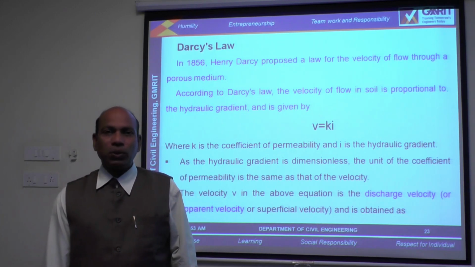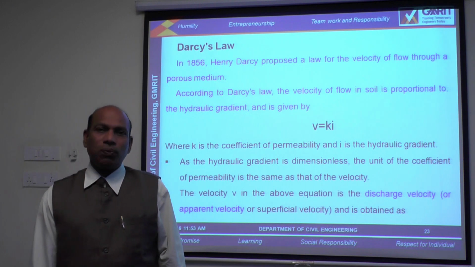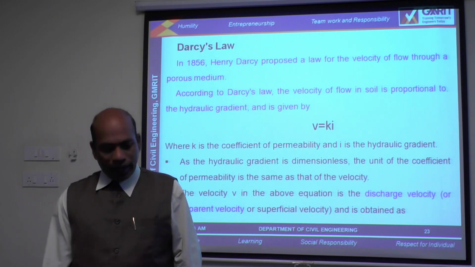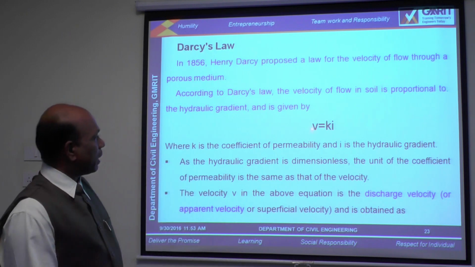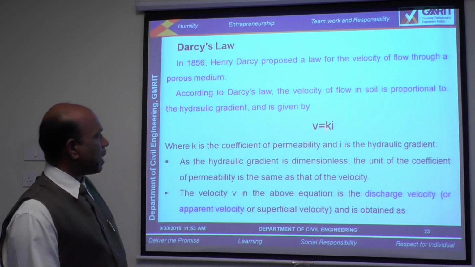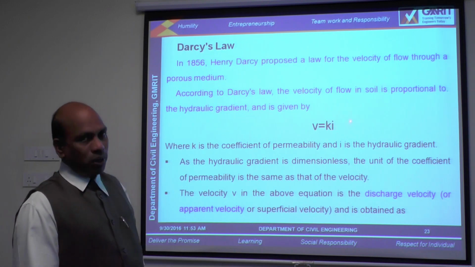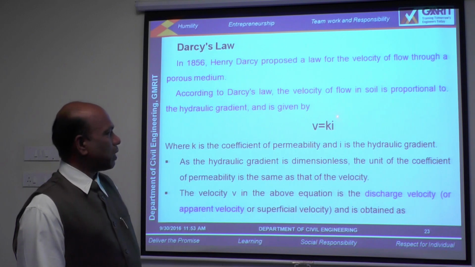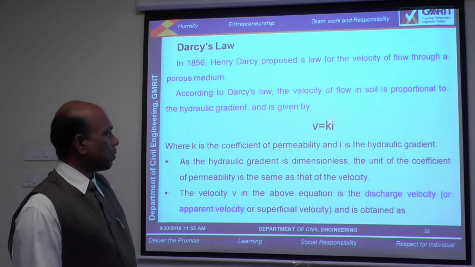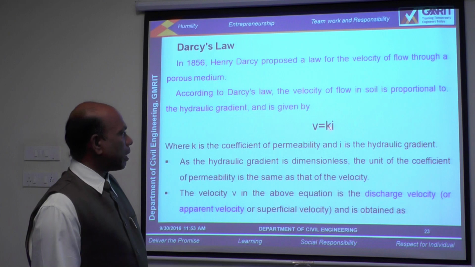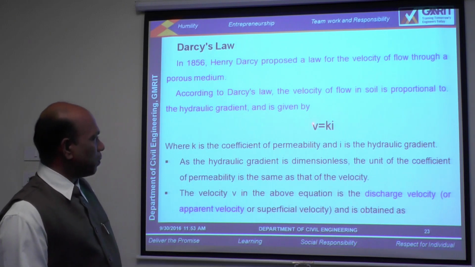Darcy's law, 1856. Darcy gave one law for the velocity of flow through a porous medium. According to Darcy, the velocity of flow through the soil is proportional to the hydraulic gradient. Here V is equal to K into I, where K is the coefficient of permeability and I is the hydraulic gradient. Hydraulic gradient is the head loss per unit length. Here there are no units for the hydraulic gradient.